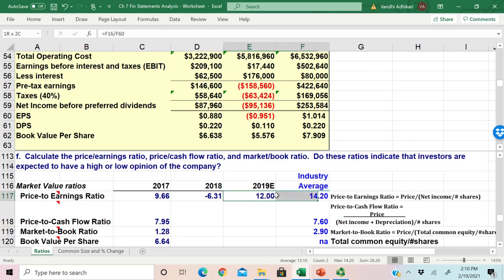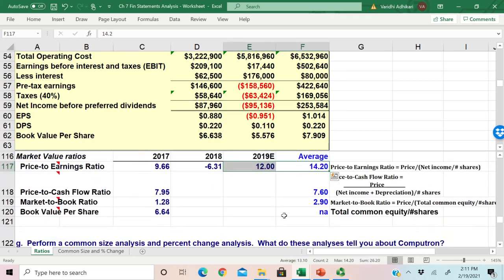Okay, so a bigger ratio, one interpretation is that a bigger number means the market is putting a lot of faith in the growth prospects of this company. It's paying much more than its current earnings show. All right, so the 2019 projected value is 12, which is kind of less than the industry. So investors are valuing this company's prospects less optimistically compared to the overall industry. Okay, they're paying less per dollar of earnings.